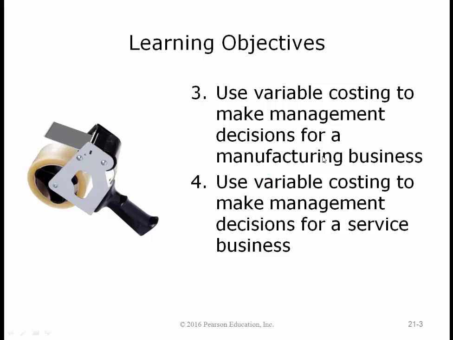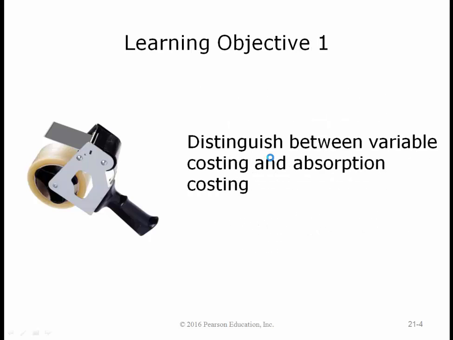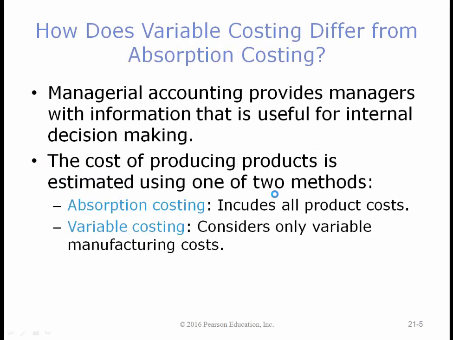We're going to look at variable costing to make management decisions for a manufacturing business, and the same for a service business. So here we go. Distinguishing between variable costing and absorption costing. Sometimes managerial accountants and companies want to look at variable costing specifically for internal use in the business. So it's only going to look at variable costs and not all product costs. So you can look at the difference down here. Absorption costing has all product costs, which includes fixed costs, whereas variable costing only looks at variable manufacturing costs.